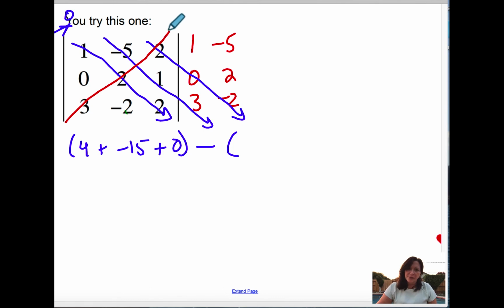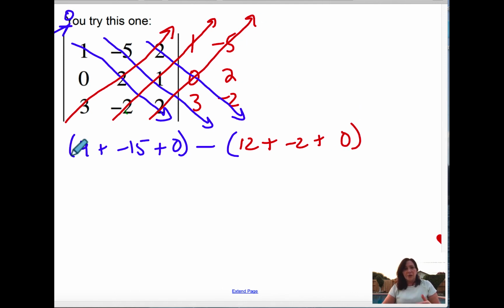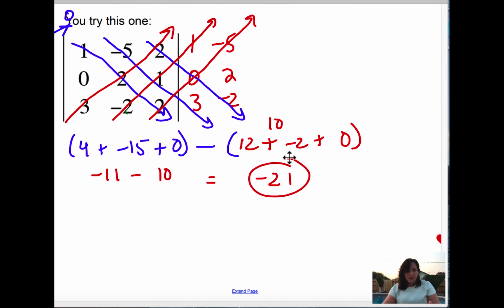So we're going to go 3 times 2 times 2. So 6 times 2, that's 12, plus negative 2 times 1 times 1. So that's negative 2, plus 2 times 0 times negative 5. So that's 0. And so now we just simplify. 4 minus 15, that's negative 11, minus, and then 12 minus 2 is 10. So negative 11 minus 10, which is negative 21. And I'm done. Like everybody's favorite number a few years ago.